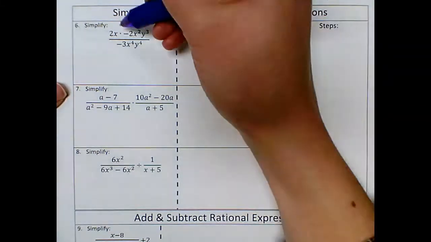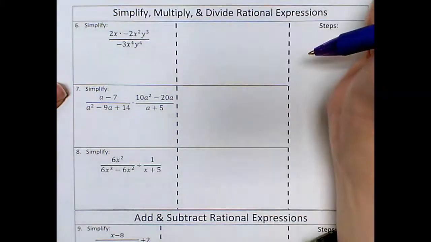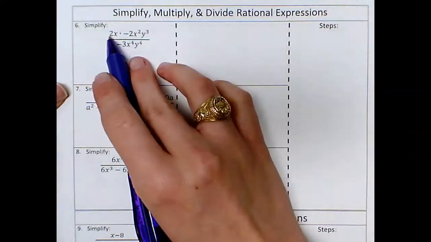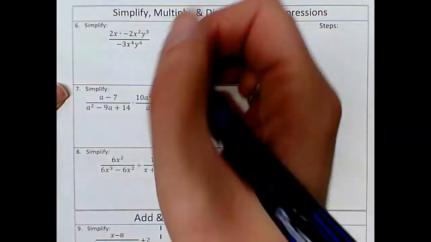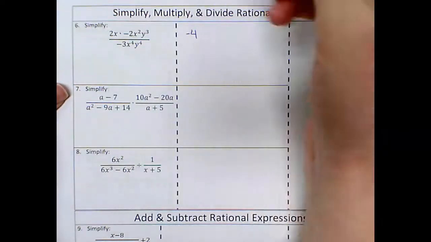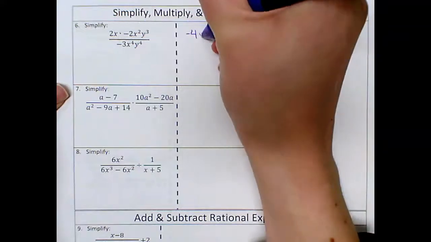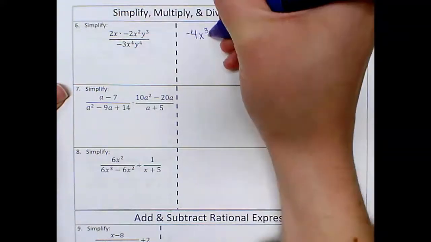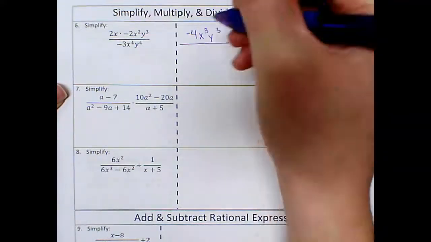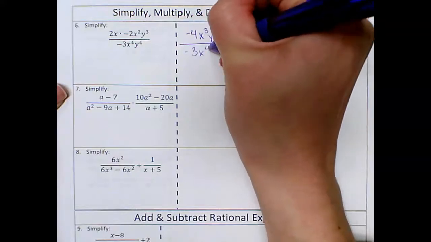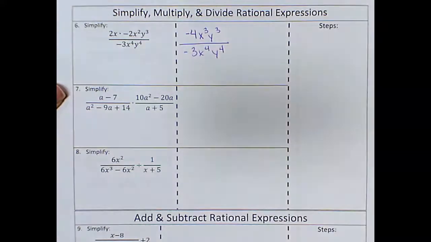So I'm going to go ahead and multiply these top two things that we have here. So we've got a 2 times a negative 2, and that's negative 4. We have an x times an x squared, that's x cubed. Then we have the y cubed in the denominator. Okay, so things that cancel out. We're just simplifying here. The negatives cancel out.